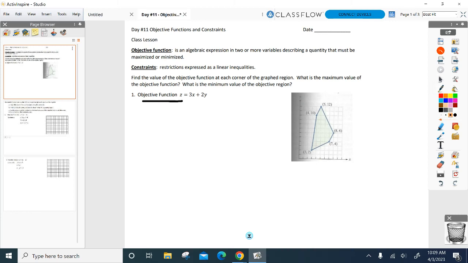I'm going to add in what's called our objective function. That's going to be the new piece here. That function basically says, within your shaded region, what point gives you a maximum value and what point gives you a minimum value when you plug it into the objective function.